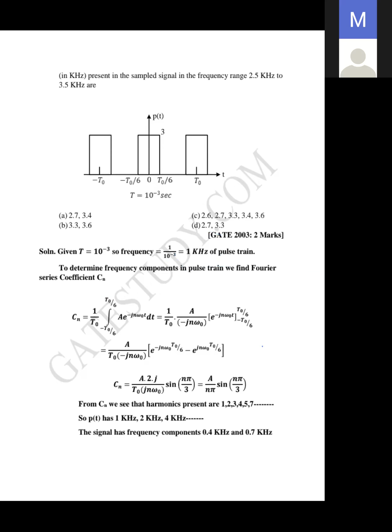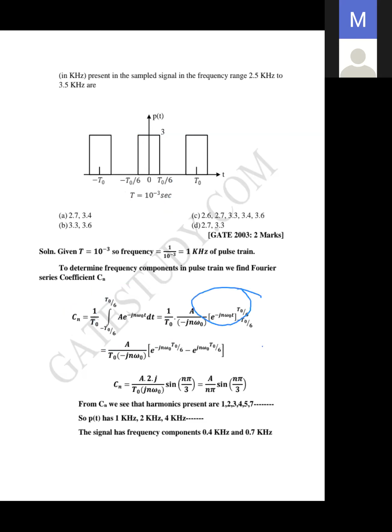Okay, the Cn formula is given as Cn is equal to 1 by T0. Here the range is given. In this range we have to find, that's why the integral limits are minus T0 by 6 to T0 by 6, of A into e to the power minus j n ω0 t dt. Okay, if we integrate this, we get 1 by T0 times A by minus j n ω0 times e to the power minus j n ω0 t, with the limits minus T0 by 6 to T0 by 6. Okay, now substitute these limit values.